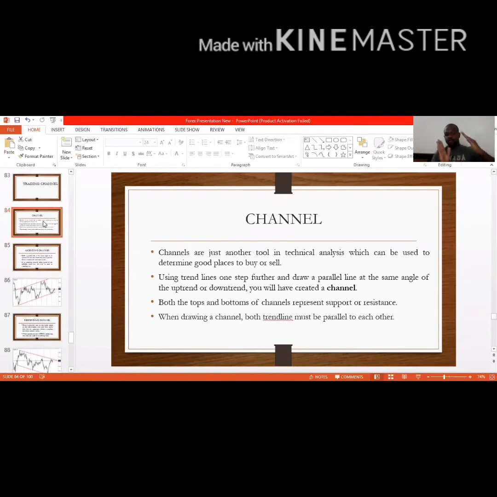It's that simple. Once you identify that price is now going in a channel, you draw the channel, and this upper trend line serves as a resistance, and the one below serves as your support. Then you sell at your resistance, you buy at your support, and price bounces through the channel. So we're going to go practical. I'll show it to you practically.